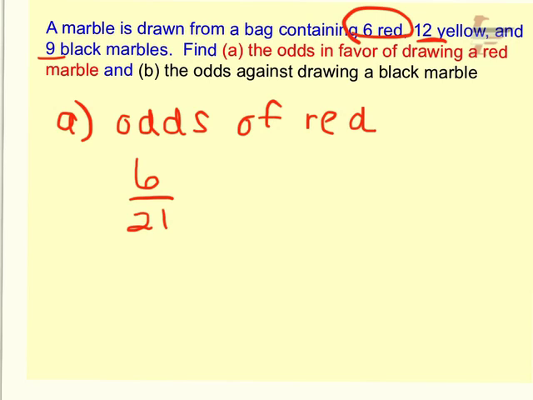So odds in favor of red would be 6 red for how many not red? Well, 12 plus 9 is 21. And then I can divide both of those by 3 to get 2 to 7. So I have a 2 to 7 odds of getting red.